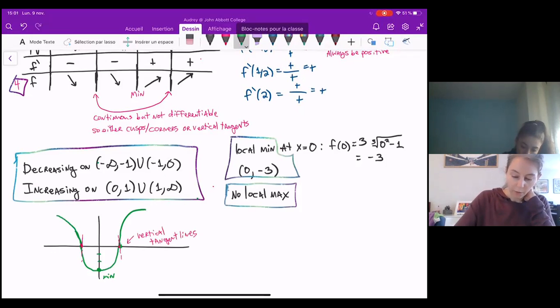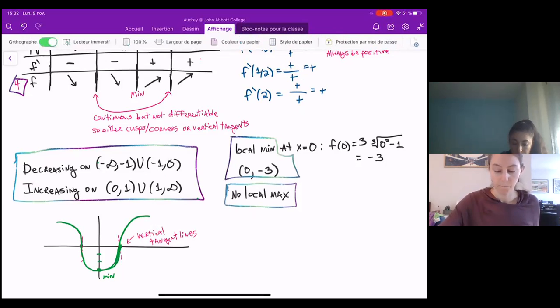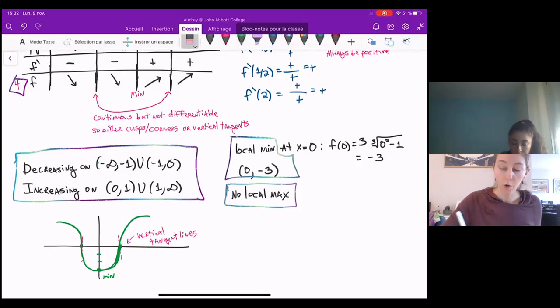Which I'm just not that great at drawing, so I'm going to try that one more time. There we go. Okay, are there any questions about this? Then we're going to learn a new rule.